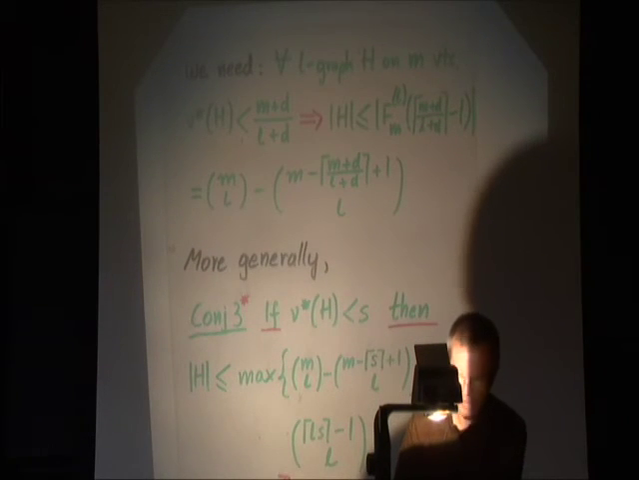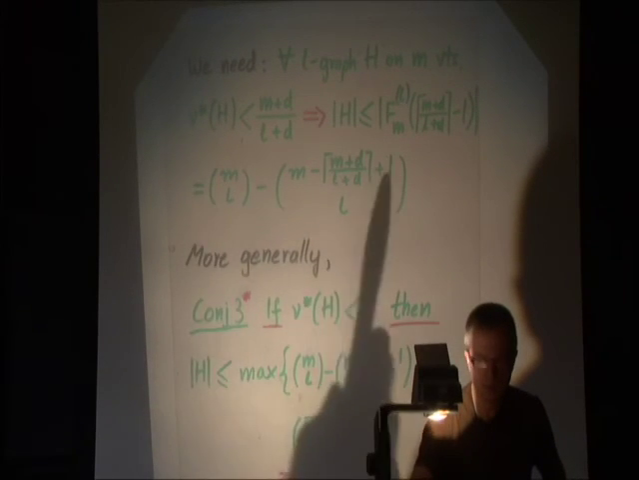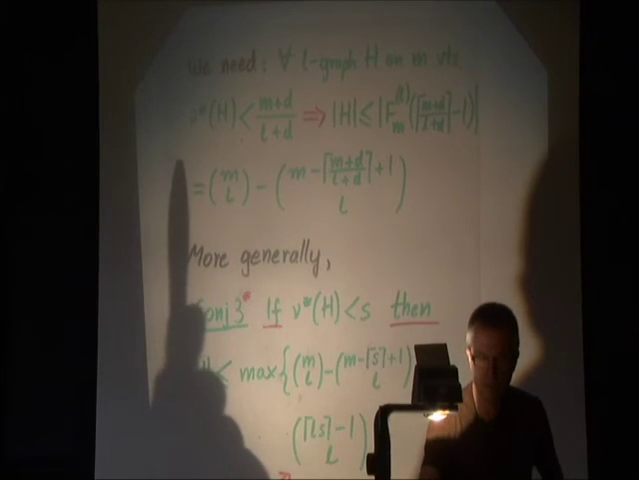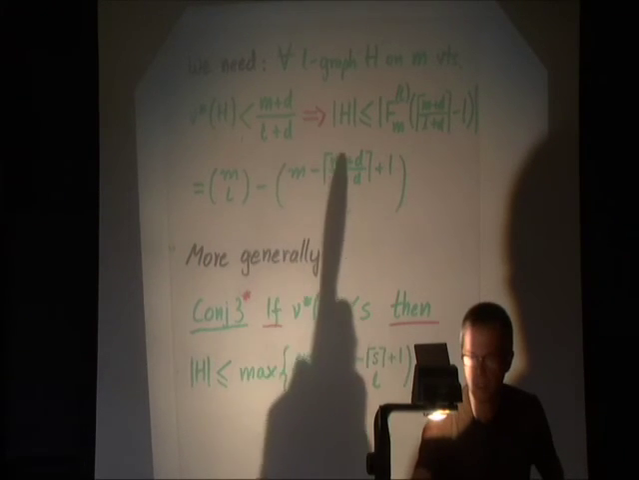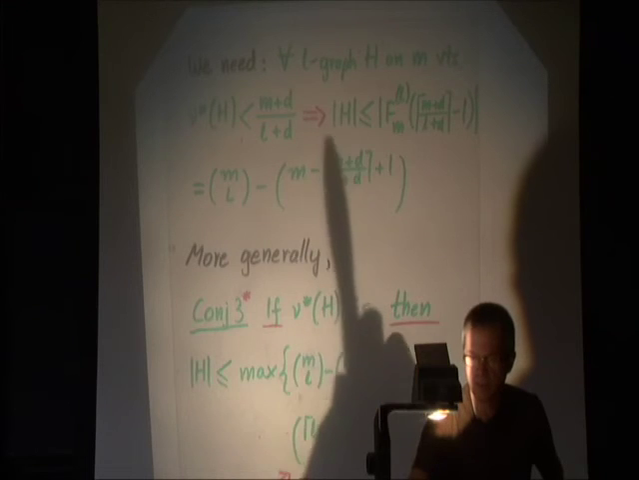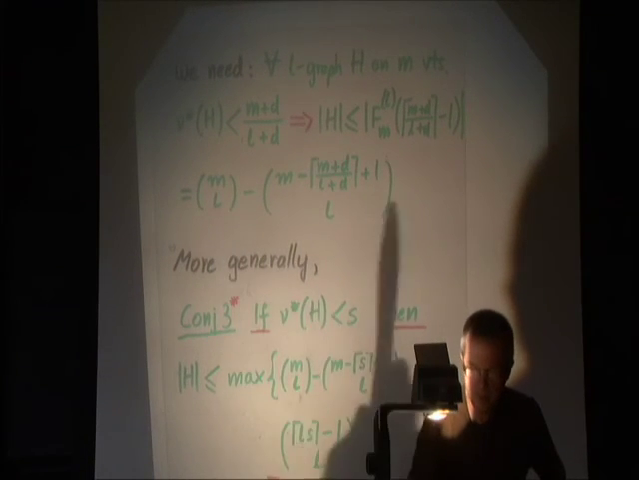What we really need now is that for every L-graph on M vertices, we want this inequality: if the largest fractional matching is smaller than this quantity, this fraction, then the hypergraph does not exceed the size of that hypergraph which we had there, which is this.